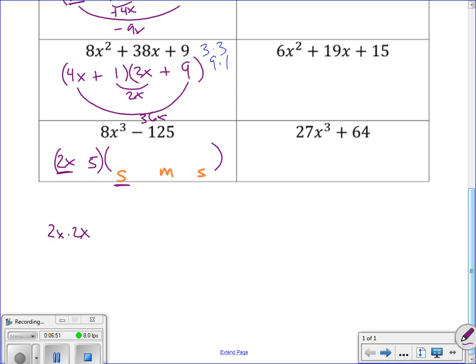So 2x times 2x is 4x squared. Then for this m in the middle, I'm multiplying these two pieces together. So 2x times 5 is 10x. And for this s back here, square multiply square, I am squaring the back number, so 5 squared is 25.